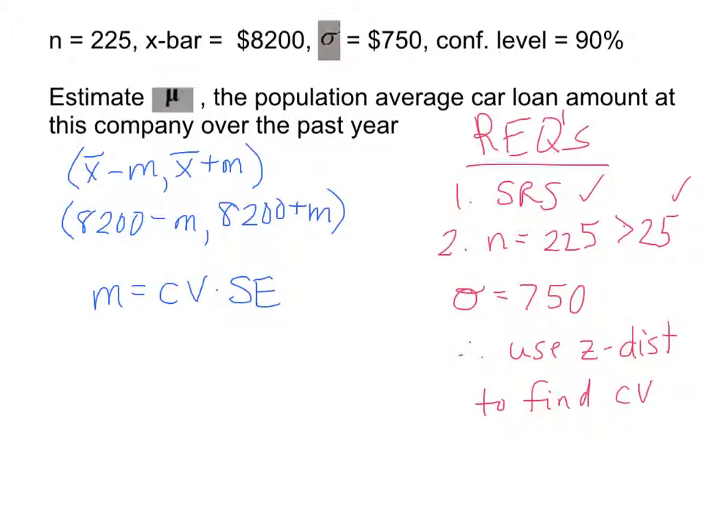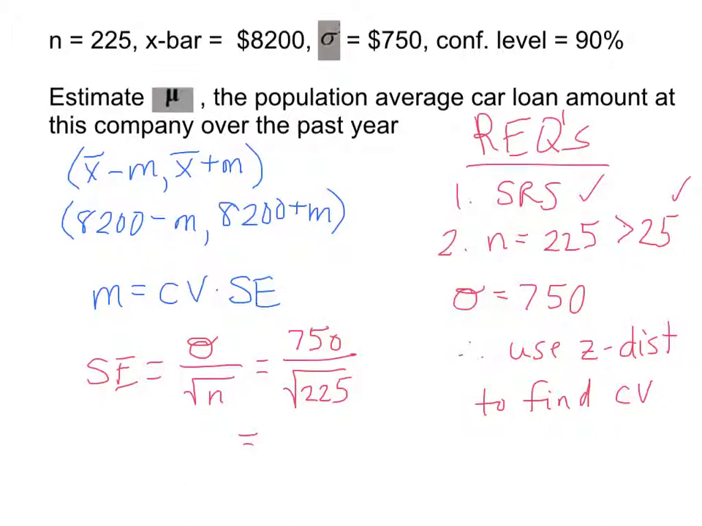Now that I know all the requirements are met, the standard error is going to be the standard deviation divided by the square root of N. So that'll be 750 divided by the square root of 225. So our standard error ends up being $50.